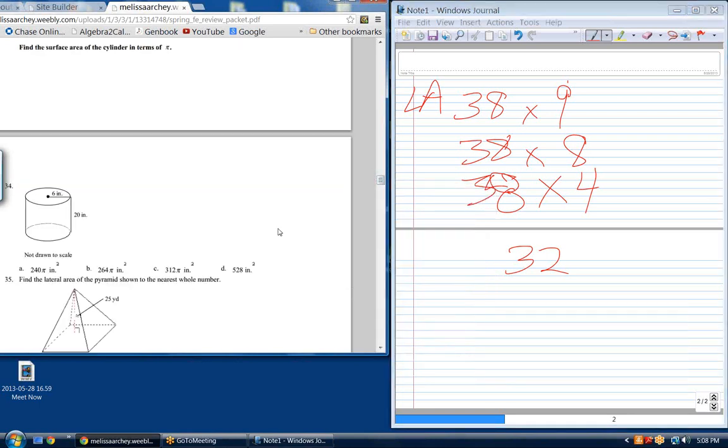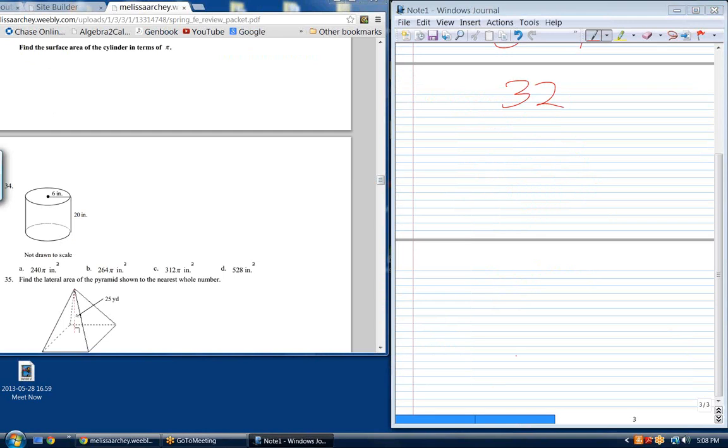Find the surface area of the cylinder in terms of pi, which means find the surface area and don't convert, leave it in pi. That's all it means. So the surface area of the cylinder, now we have a formula for that. Well, not really. It's the area of the base times 2. So we'll say 2 capital B.